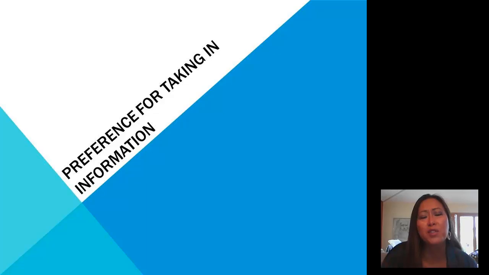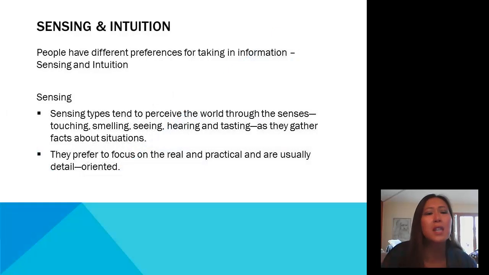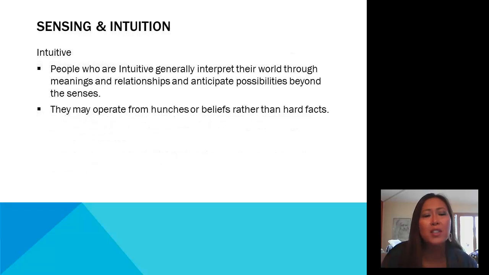People have different preferences for taking in information. This would include sensing and intuition. Sensing types tend to perceive the world through the senses, by touching, smelling, seeing, hearing, and tasting as they gather facts about situations. They prefer to focus on the real and practical and are usually detail-oriented. People who are intuitive generally interpret their world through meanings and relationships and anticipate possibilities beyond the senses. They may operate from hunches or beliefs rather than hard facts.